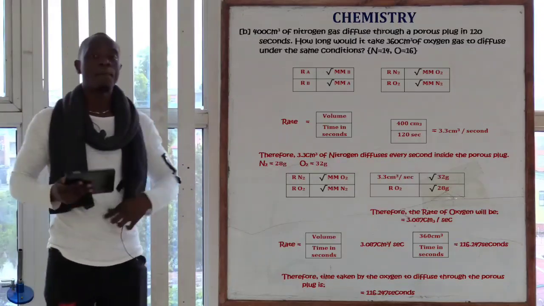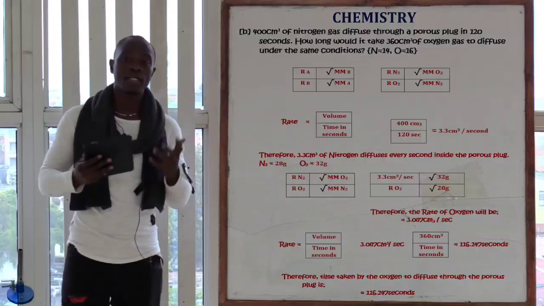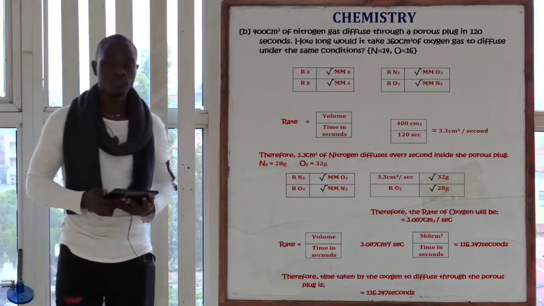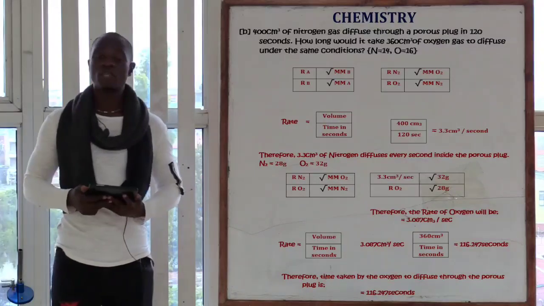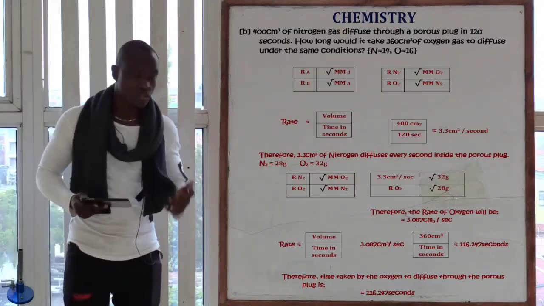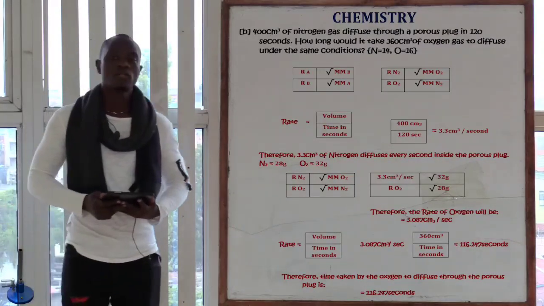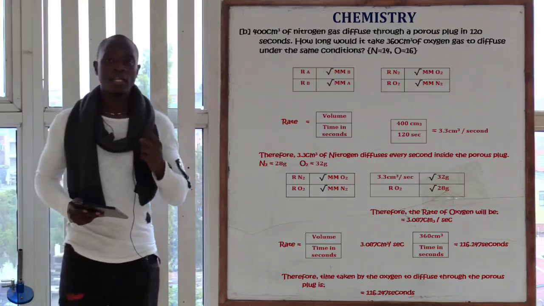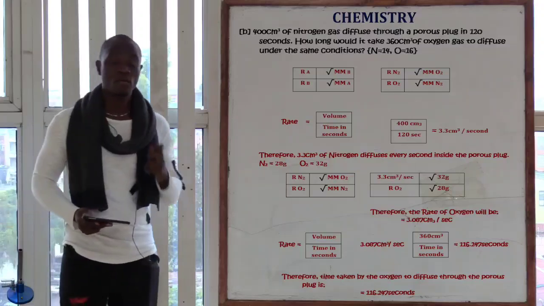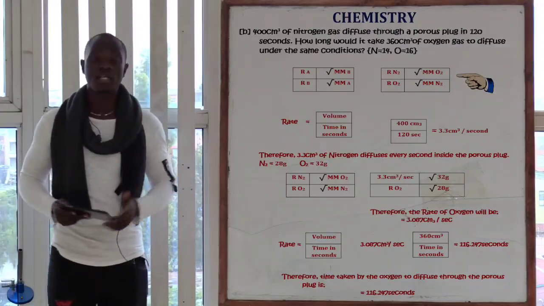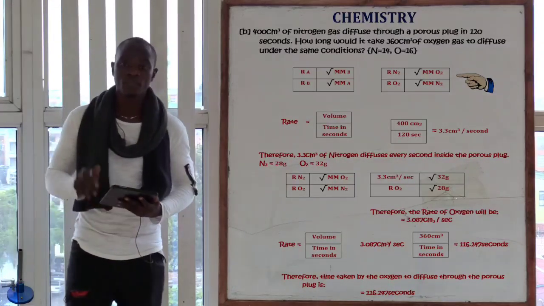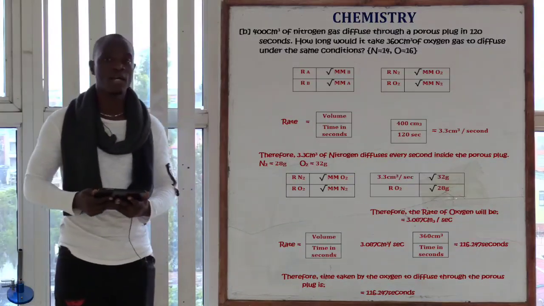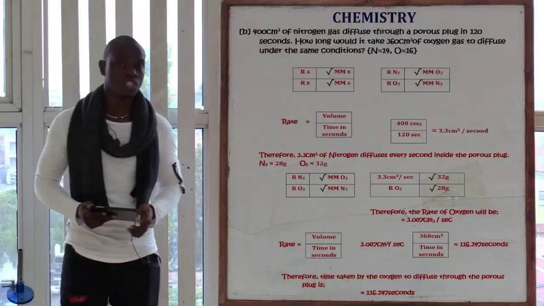So after that, we are going to employ now the formula for calculating the rate of diffusion according to Graham's law of diffusion. The first gas to diffuse, remember, we have nitrogen. The second gas to diffuse, remember, we have oxygen gas. So here, what we are going to do, we are going to use the formula of rate and say the rate of nitrogen gas divided by the rate of oxygen gas is equal to the square root of the molecular mass of oxygen gas divided by the square root of molecular mass of nitrogen gas.